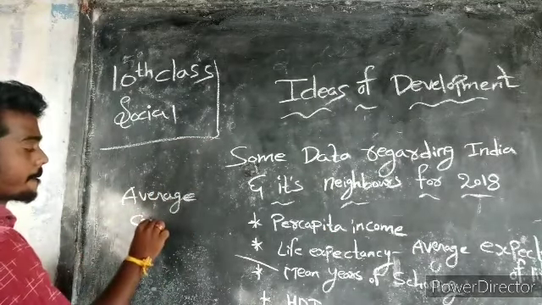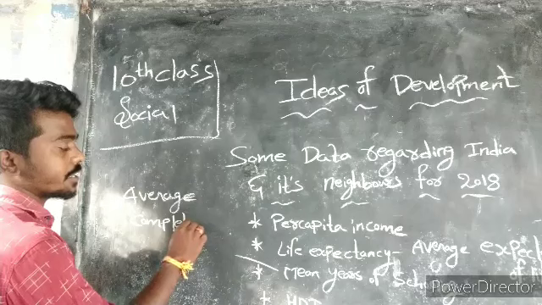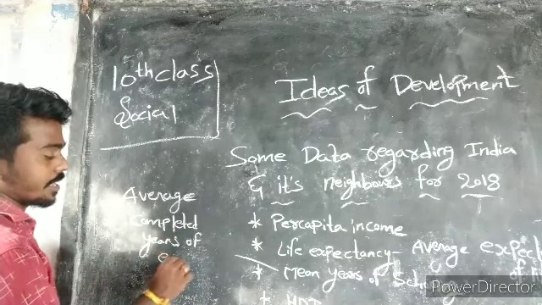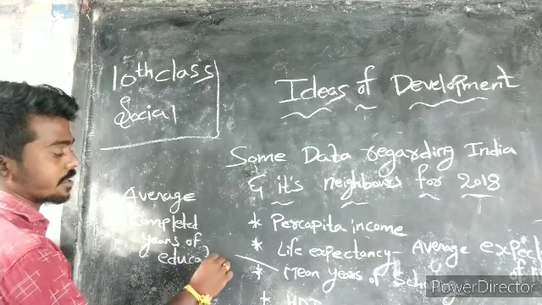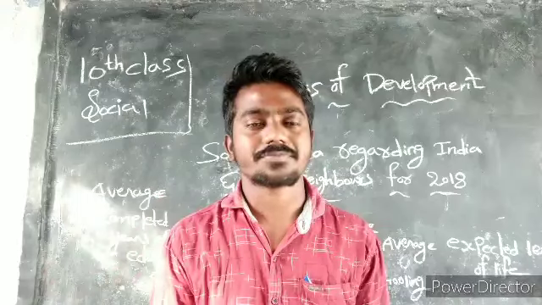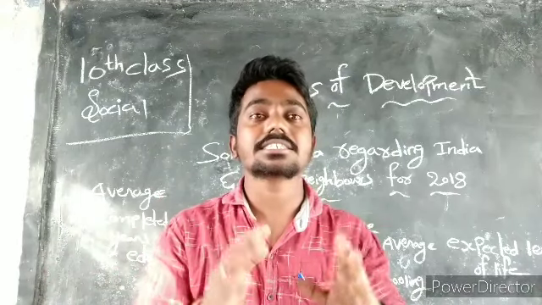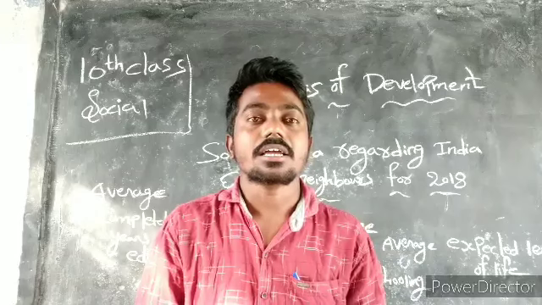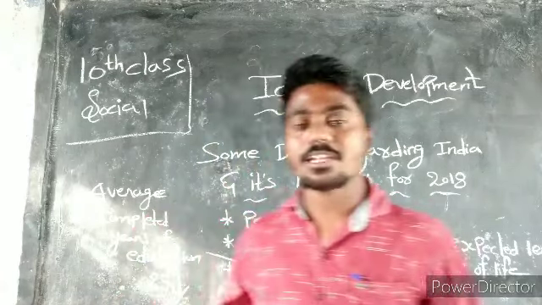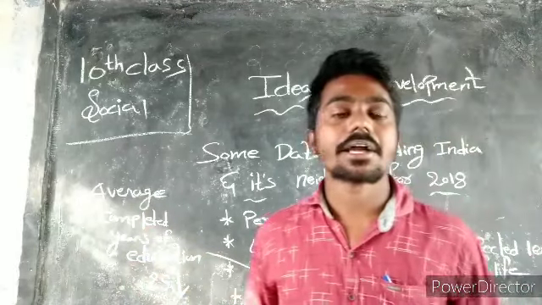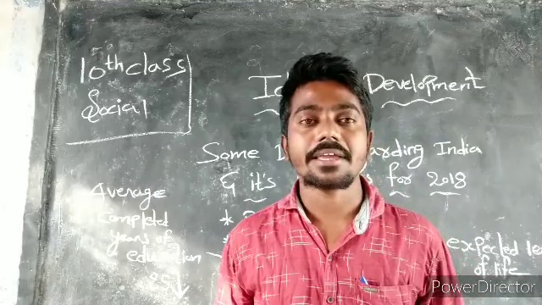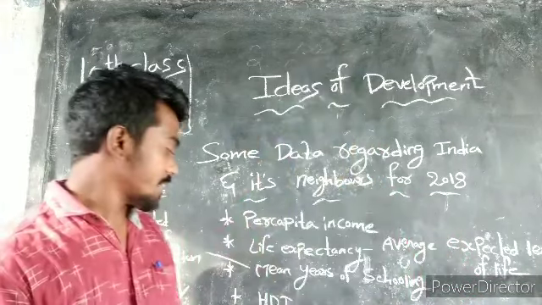Average completed years of education in below 25 years. Okay, below 25 years. How many years they completed the education tells about the mean years of schooling. Okay, what is meant by mean years of schooling? Average completed years of education below 25 years is called mean years of schooling.